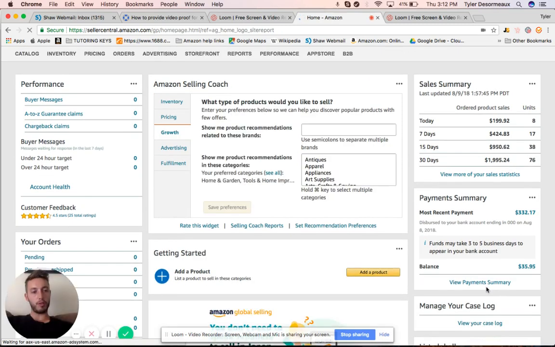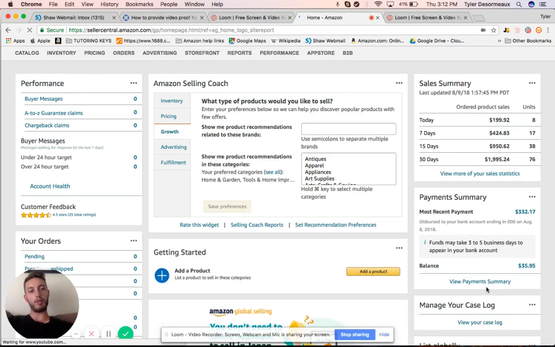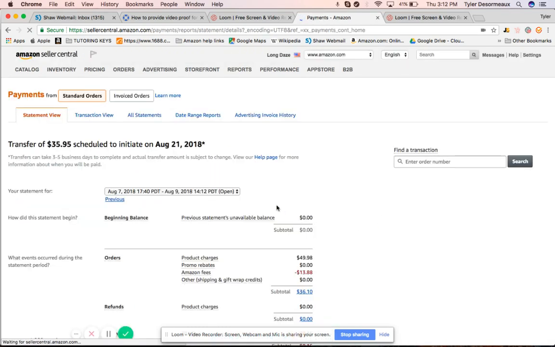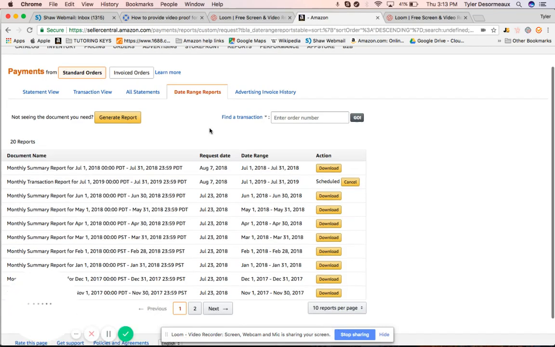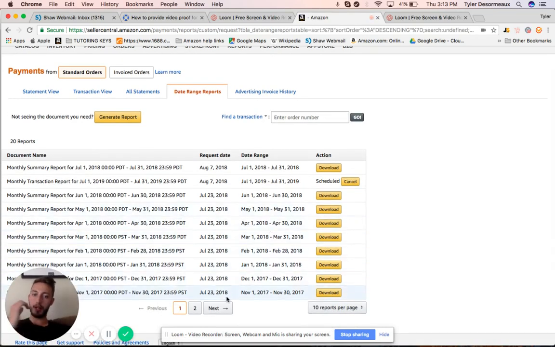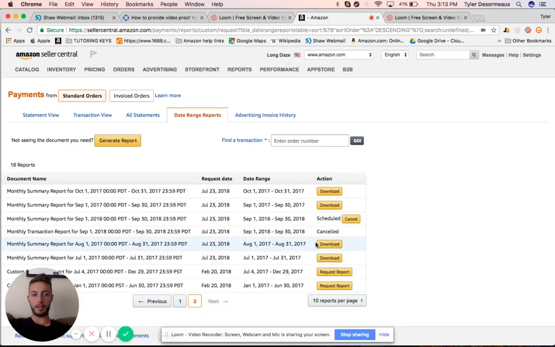So basically, get ready to take some screenshots because I'm going to be going through each screen relatively quickly just because there are 12 of them for each month. So it's in payment summary here. And let's go to date range reports. So I've already downloaded or generated most of these, so let's get into those first. So we'll start with August of last year. Okay, so August 1st of 2017 to the 31st. We'll download that one.